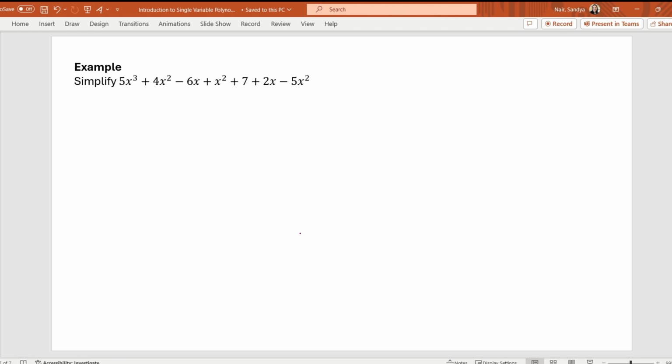Now let's simplify this expression. Once again, we're simplifying, so that means combine like terms. We have a 5x cubed. There's no other x cubed term, so we're just going to leave that. And then we have 4x squared. We're going to combine that with this x squared. Remember, that's basically a 1x squared. And then also this minus 5x squared. When I'm doing this, I always go through and underline those terms so I can keep track of which ones I've gone ahead and combined.